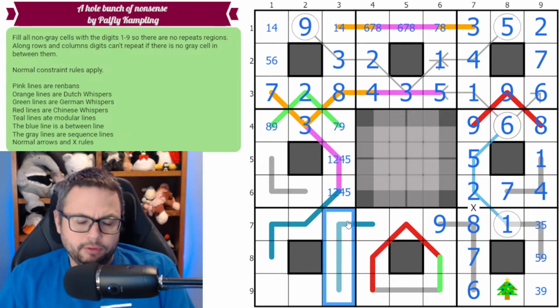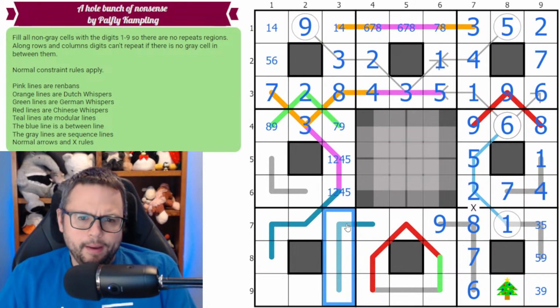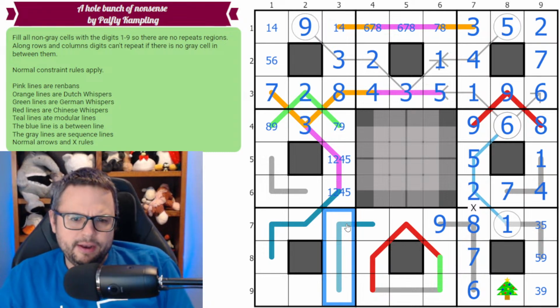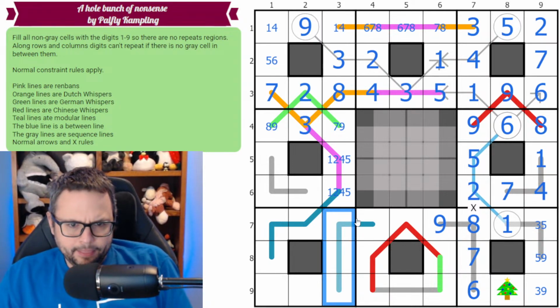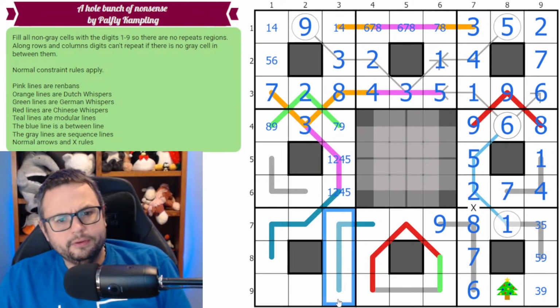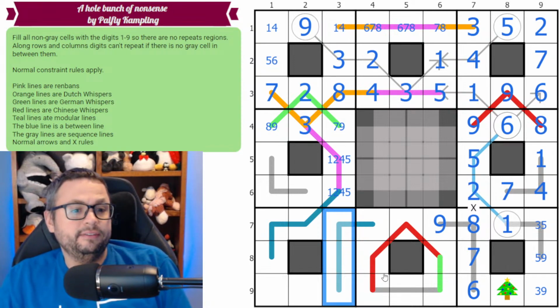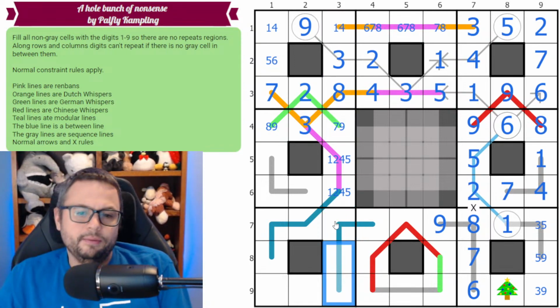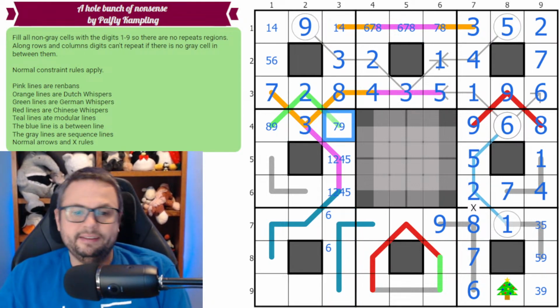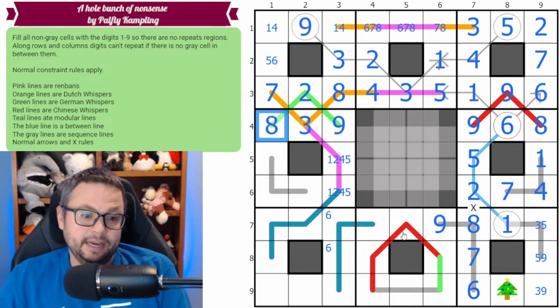Okay, and these are modular lines. So that means this is one of each mod 3 thing, which I don't think is going to do anything interesting. Well, no, it does do something interesting. There's definitely a 6 on it, because there's no 6 anywhere else. And so if it has a 6, then it can't also have a 9, which means that's the 9 for the column, because the column does need a 9. So that's an 8.